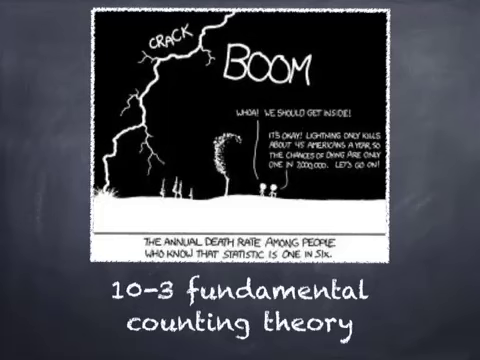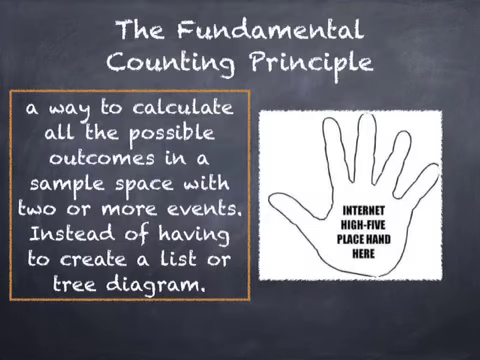Today we're looking at topic 10-3. We're going to be learning about the fundamental counting principle of probability. The fundamental counting principle is a way to calculate all the possible outcomes in a sample space with two or more events instead of having to create a tree or list diagram. In other words, I'm looking for ways to help save you time.